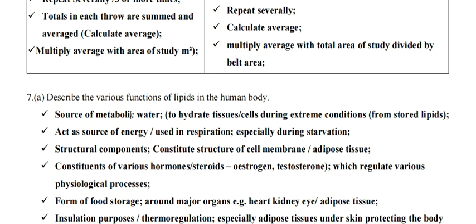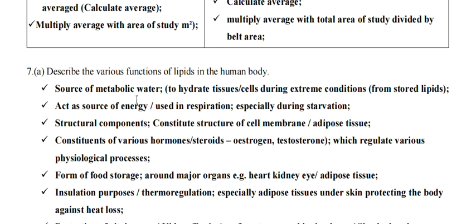On to question 7. Describe the various functions of lipids in human body. Number 1, source of metabolic water. During extreme conditions, they are broken down. They are able to produce that metabolic water, which is useful in the body.